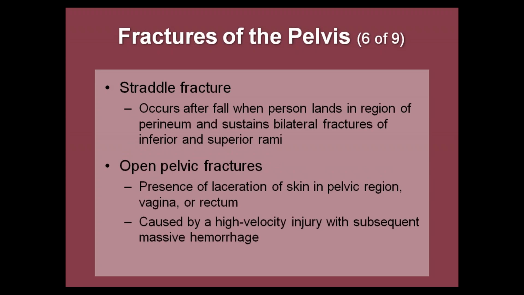Straddle fracture occurs after a fall when a person lands in the region of the perineum and sustains bilateral fractures of the inferior and superior rami. So that's straddle fracture. It does not interfere with weight bearing, but carries risk because of associated complications.